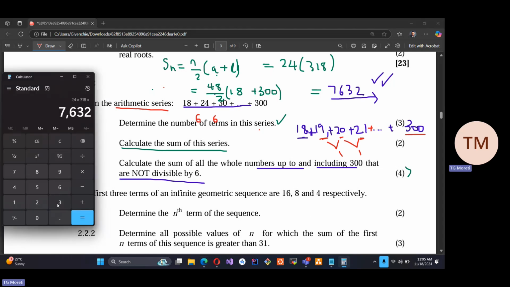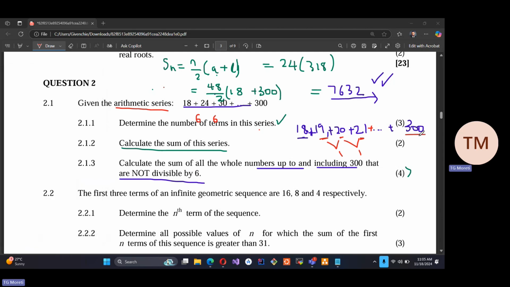I'll confirm if 300 is divisible by 6 for you. So 300 is divisible by 6, so we will not include 300. It will end at 299, which will constitute our last term. So basically what they're looking for is the sum of all numbers that are not divisible by 6, and they start from 18 up until 300. But remember, 18 and 300 are divisible by 6, so we will not count 18. So everything else should remain the same. I'll show you the other way to do it without using the method that I'm using now.